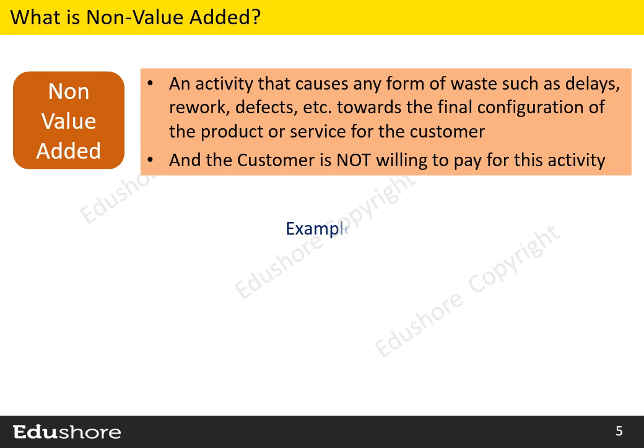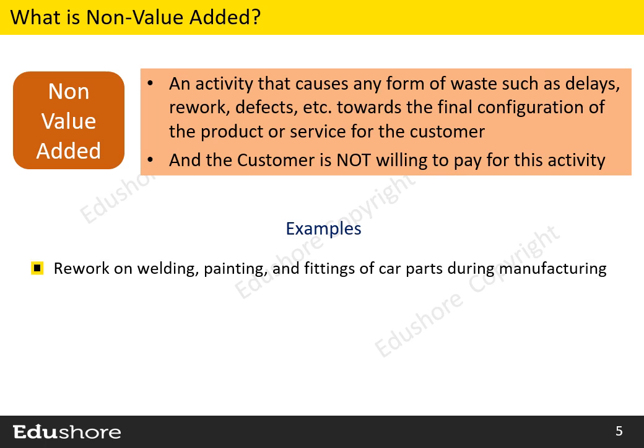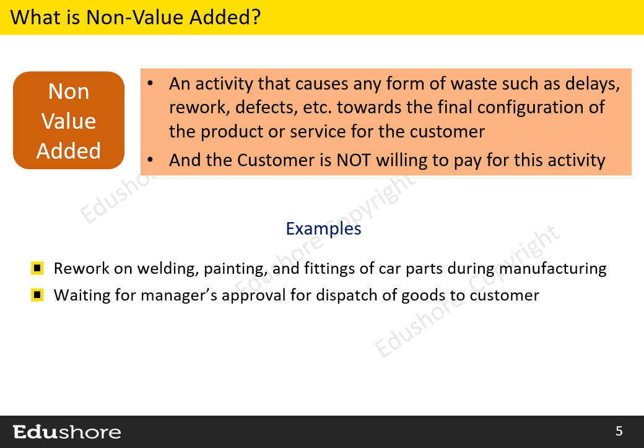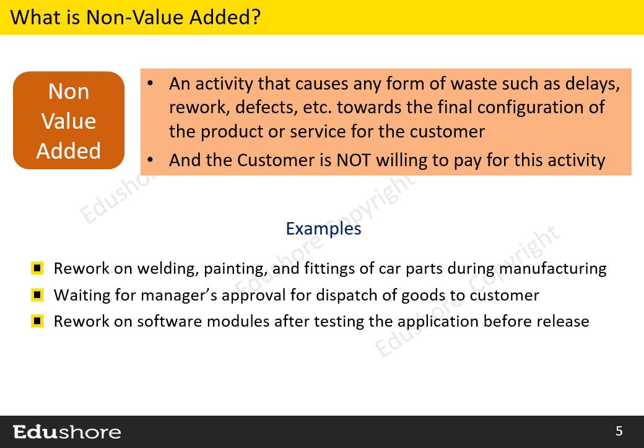Here are some examples of non-value-added activities: rework on welding, painting, and fittings of car parts during manufacturing of a car, waiting for manager's approval for dispatch of goods to customer, rework on software modules after testing the application before release.